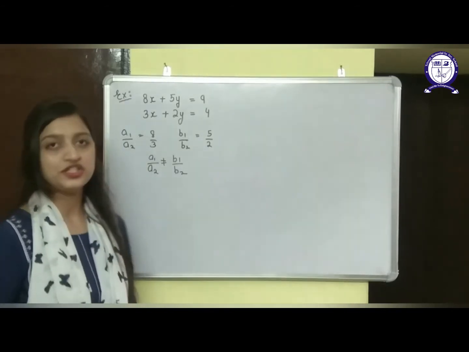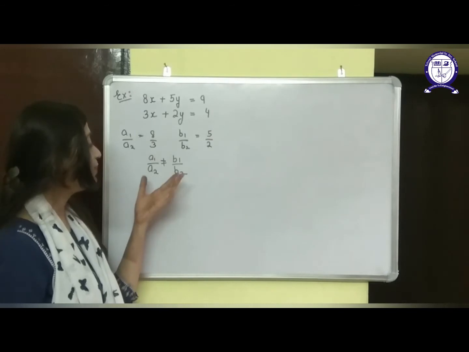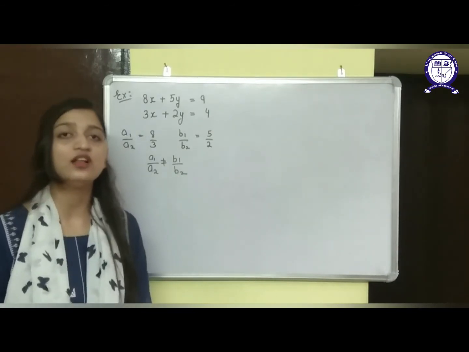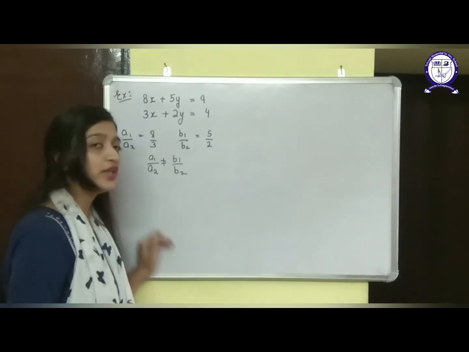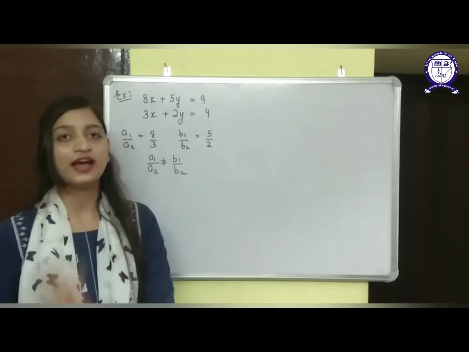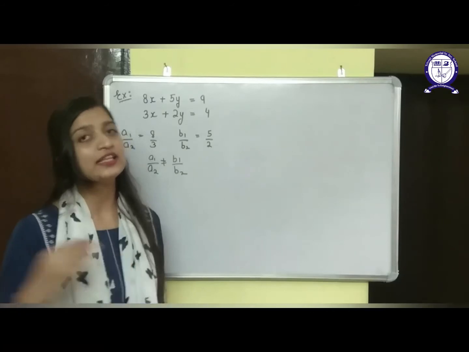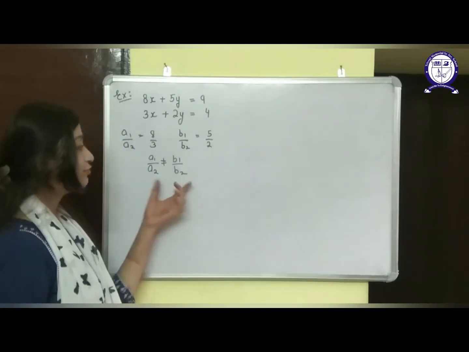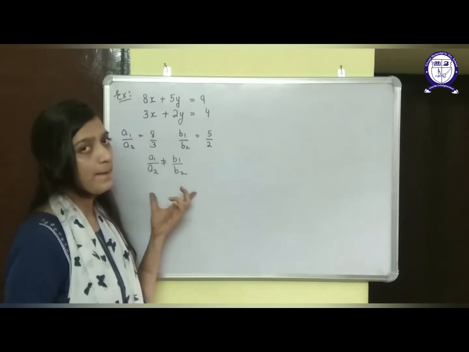If in any equation the property of coincident or parallel lines is satisfied, then you don't need to do that question further. You will just stop there and write that it has infinitely many solutions, or in that other case, write no solution. But if the question has this property, only then can you apply the method.